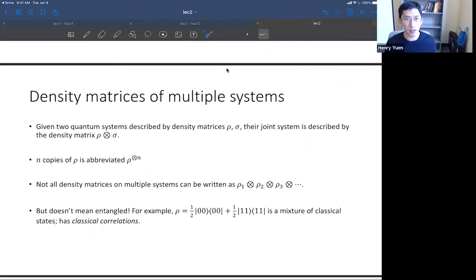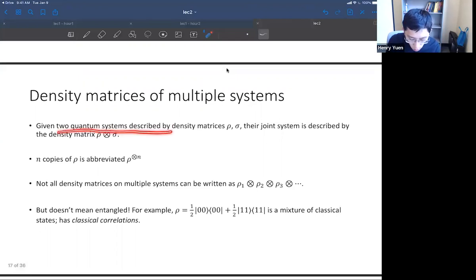Let's talk about density matrices of multiple systems. Remember, we have this tensor product notion to talk about composite quantum systems. The same thing works here in the density matrix world. Let's say you have two quantum systems. One of them is in the state rho, the other is in the state sigma. Then the joint density matrix of both systems is rho tensor sigma. It's a bigger matrix.